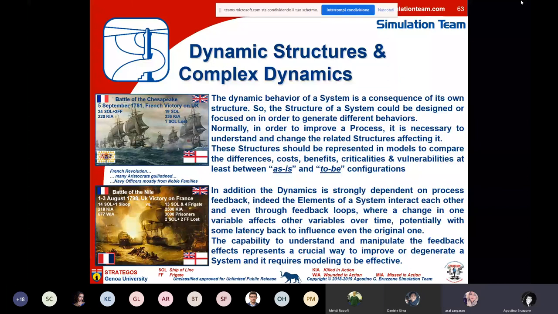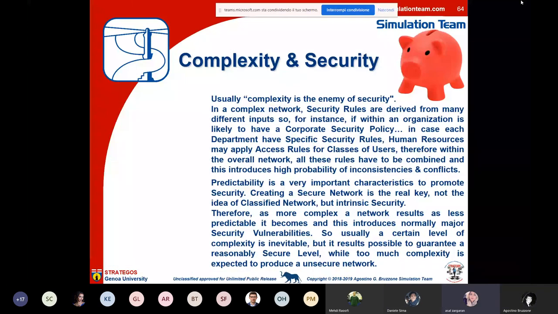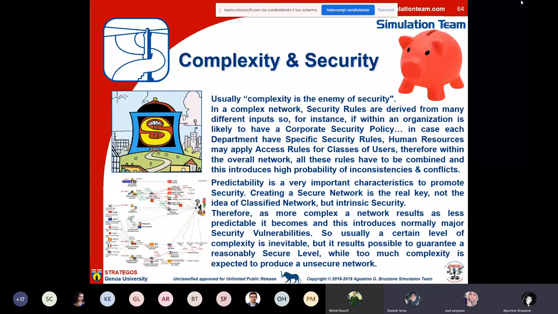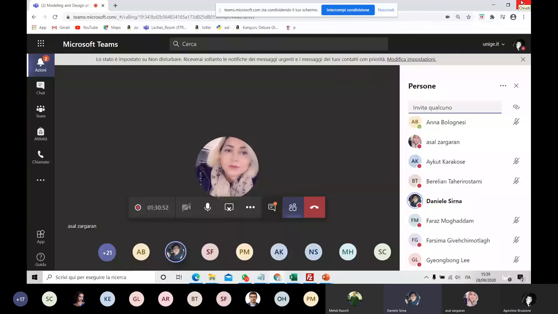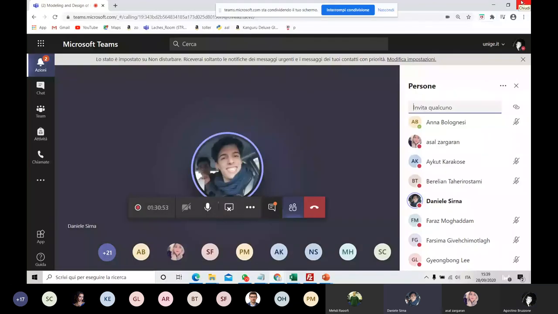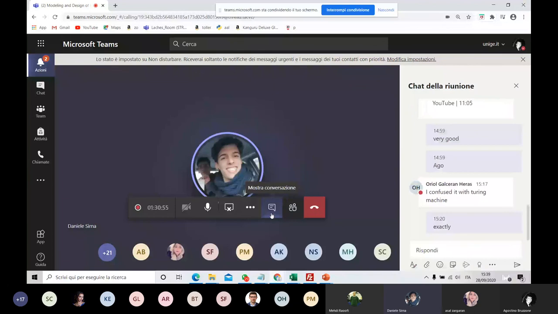Yes, professor, it's clear. Sure. I understand the importance of leadership also. Yeah, sure. Complexity and security. Yeah, go. You need to be able to analyze the data like the general was able to guide the fleet.